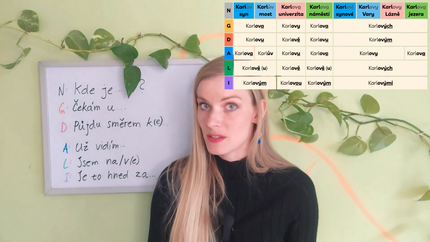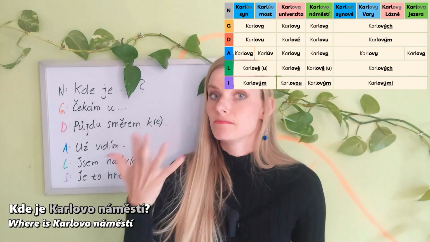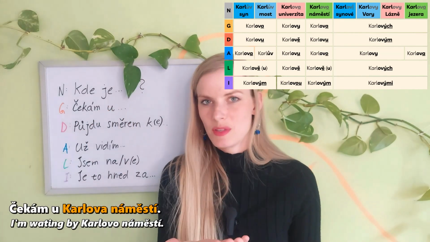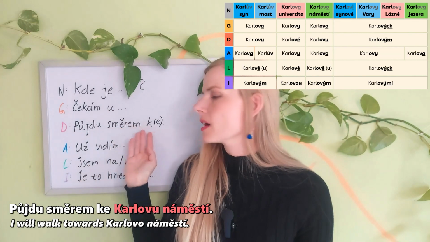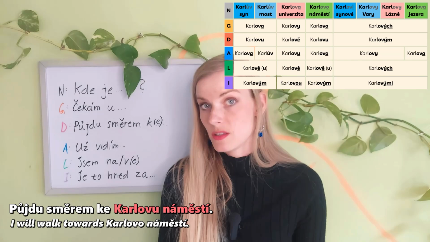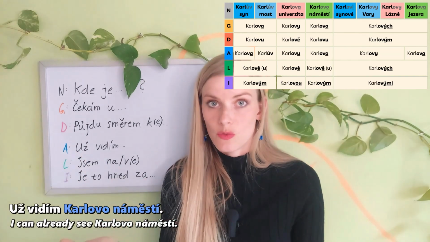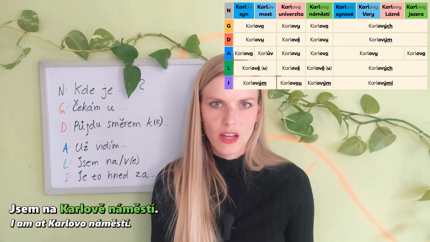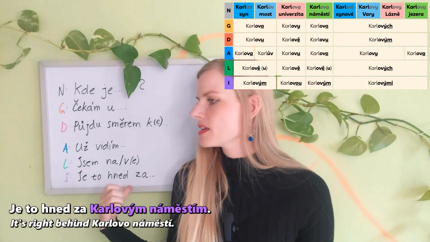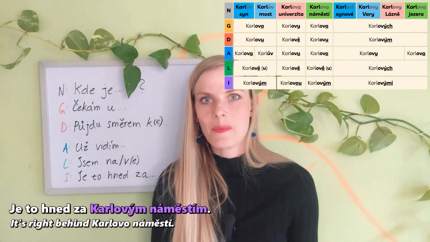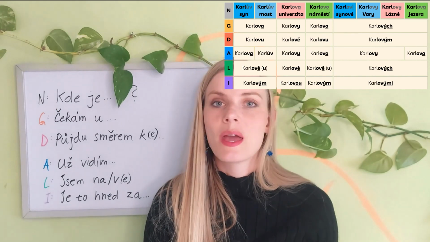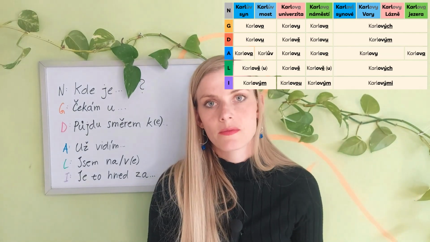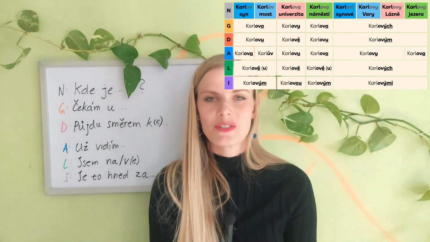Now, Karlovo náměstí, Charles Square. Kde je Karlovo náměstí? Čekám u Karlova náměstí. Půjdu směrem ke Karlovu náměstí. Už vidím Karlovo náměstí, the same as the nominative case. Jsem na Karlově náměstí a je to hned za Karlovým náměstím. Now the plural, that one is easy because most forms are the same for all the genders within one case, except for the nominative and the accusative case.